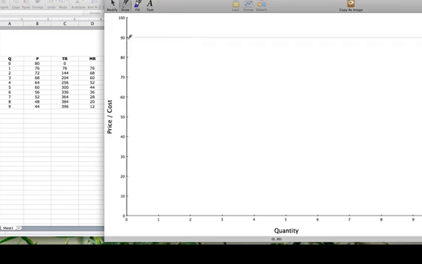So at a quantity of 0, we're at 80. At a quantity of 1, we're at 76. At a quantity of 2, we're at 72. At a quantity of 3, we're at 68. And we continue plotting all of these points to get the demand curve. So at a quantity of 9, we're at 44. And that dot was slightly off. And then we connect the dots to get our demand curve.